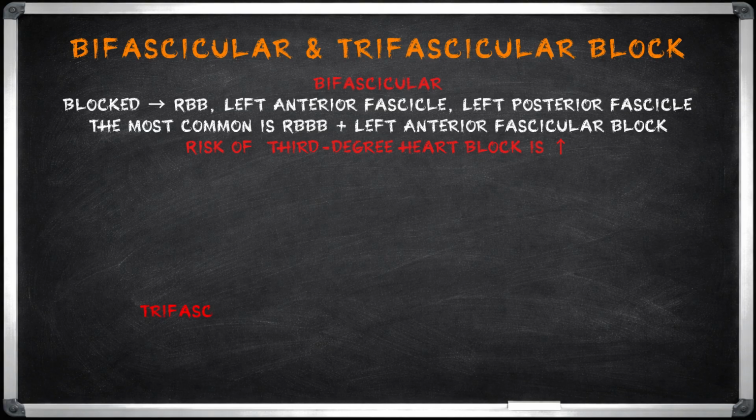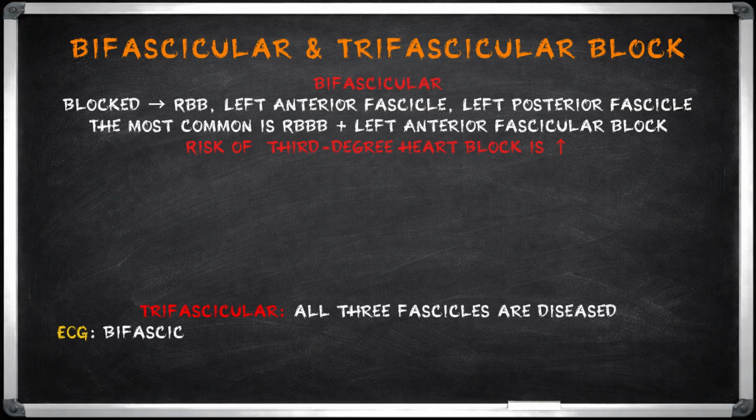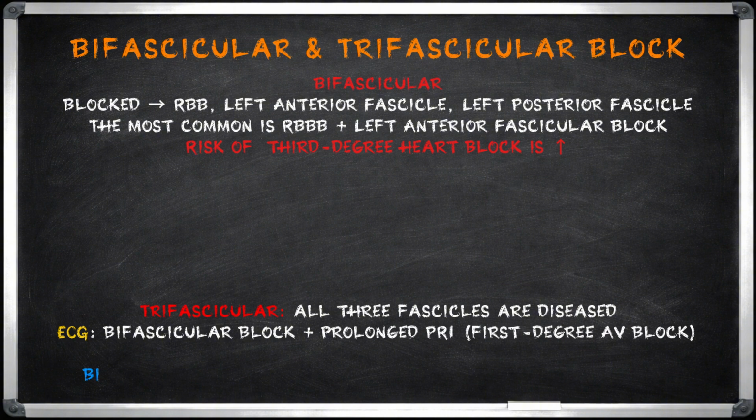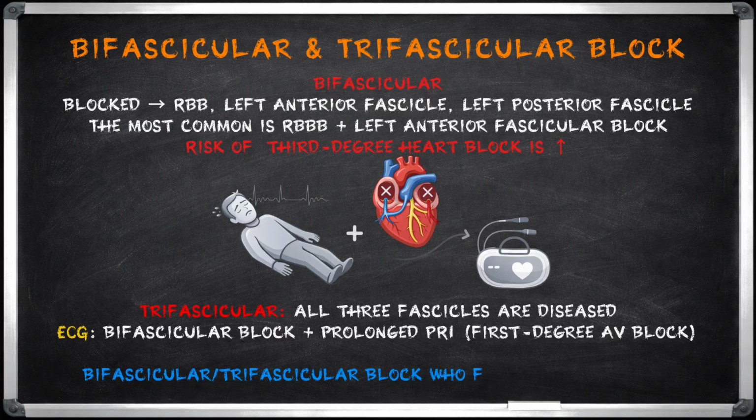Trifascicular block. This is when there is evidence that all three fascicles are diseased. On ECG, this can look like a bifascicular block plus a prolonged PR interval, which is a first-degree AV block. Now NCLEX action. A patient with bifascicular or trifascicular block who is faint needs a pacemaker. This is a clear indication.